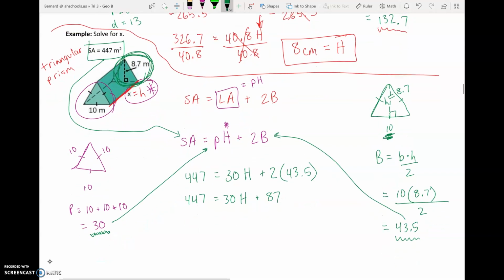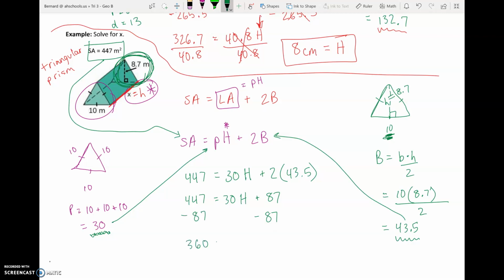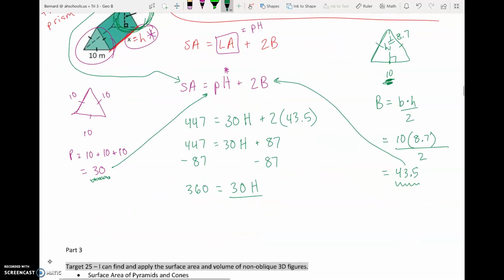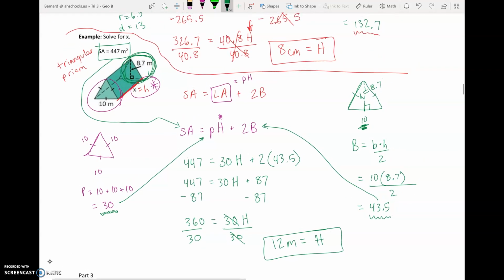And then we got to get H by itself. So let's subtract 87 from both sides to start. 447 minus 87 is 360, and that equals 30 times our height. So then to finish it off, we'll just divide both sides by 30. And we get that H equals whatever 360 divided by 30 is, and that is exactly 12 meters in this problem. So the height of that triangular prism had to be 12 meters.